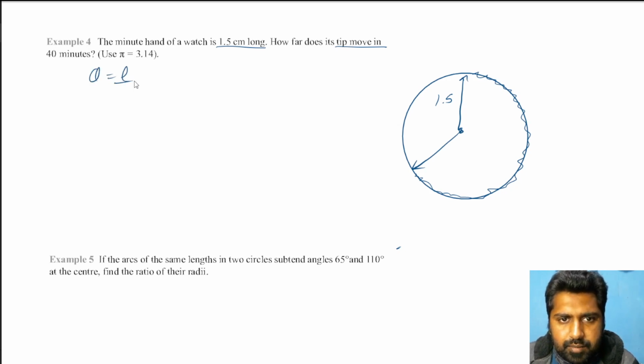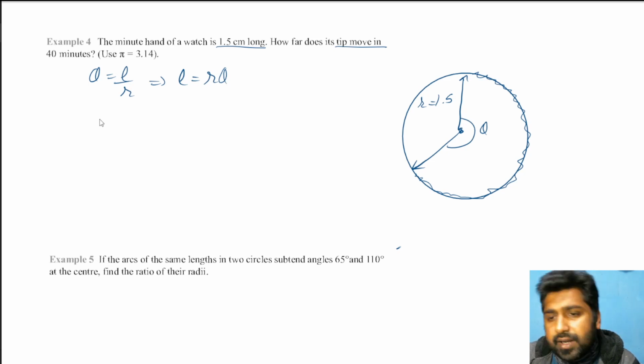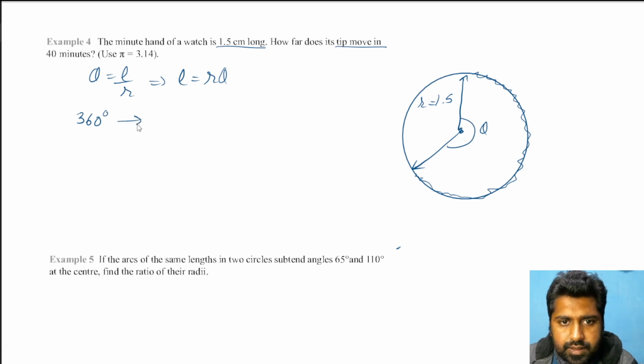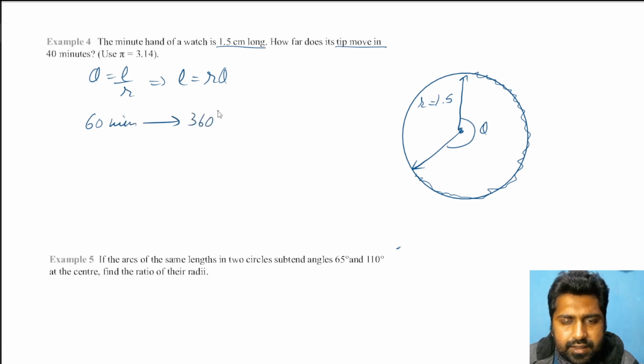We know the formula theta is equal to L by r. If he is asking for length, we know r is 1.5. All we need is theta. If we know this theta, we can calculate. So the main task to solve this question is how to get theta. In 40 minutes, how many degrees is there first of all, and then you convert that degree into radian. 360 degrees is covered in 60 minutes.